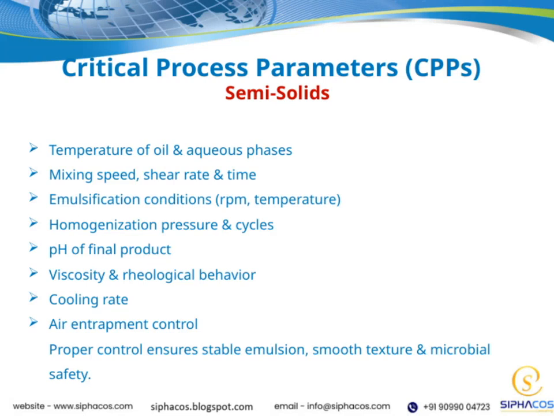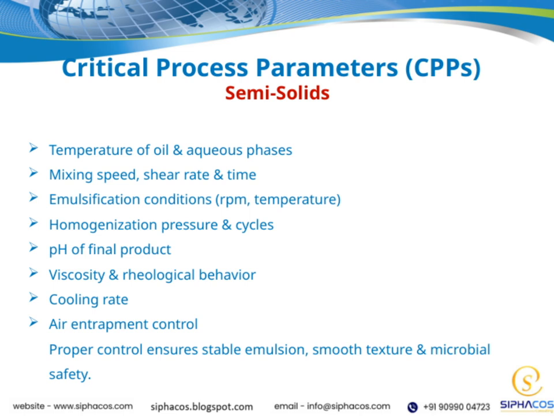Let's talk about some of the critical process parameters for semi-solids. First, the temperature of the oil and aqueous phases needs careful control because it directly impacts emulsification and stability. Next, mixing speed, shear rate, and mixing time are crucial. They influence the droplet size and uniformity of the emulsion. We also need to consider the emulsification conditions, such as RPM and temperature, which affect how well the phases blend together. Homogenization pressure and cycles are vital too. They help achieve a fine, stable emulsion with the desired texture.